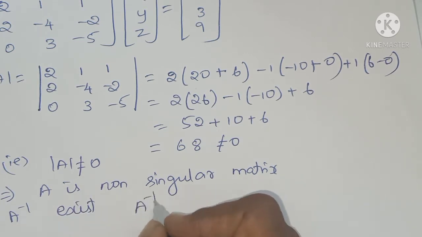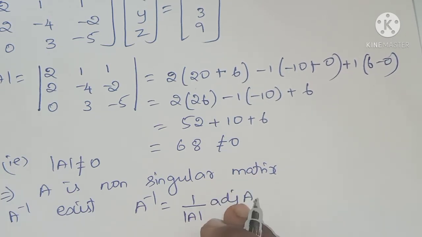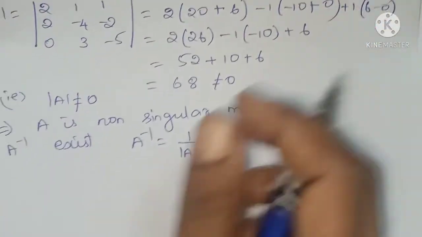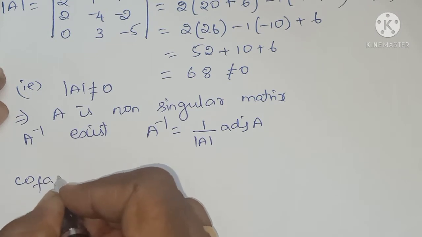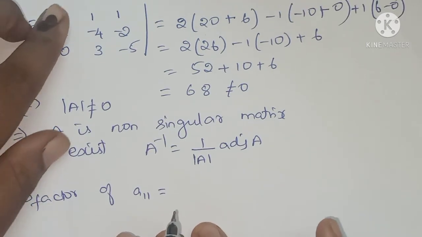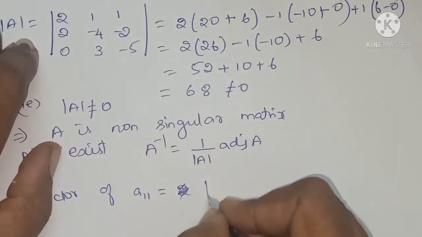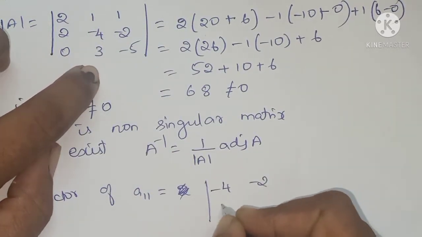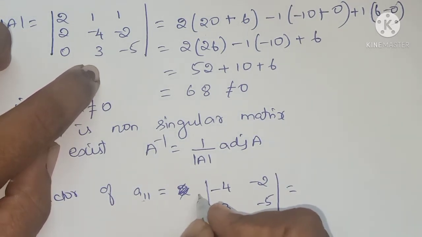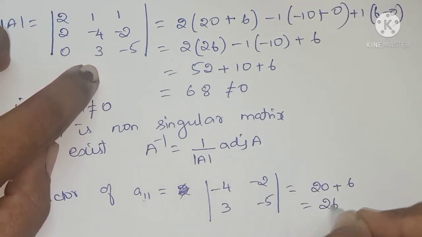So the formula for A inverse is 1 divided by determinant A into adjoint of A. So now we have to find out the adjoint, so the cofactors. Okay, let us find the adjoint. So the cofactor of A11: when I hide the first row and first column, we get minus 4, minus 2, 3, minus 5. So this is 1 plus 1 is 2. It is an even number, so we will get a positive sign. So 4 5s are 20 plus 3 2s are 6. So this gives us 26.